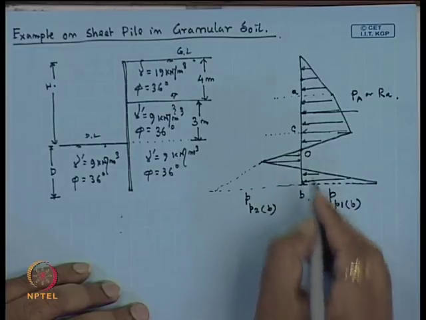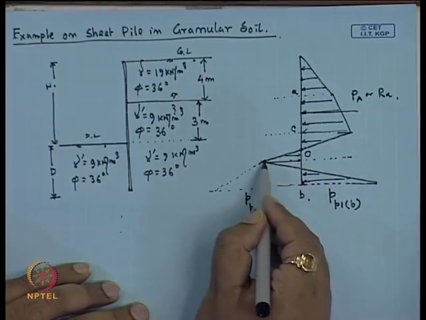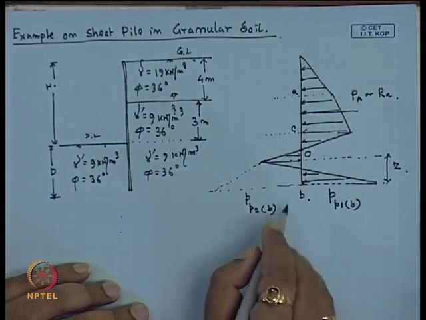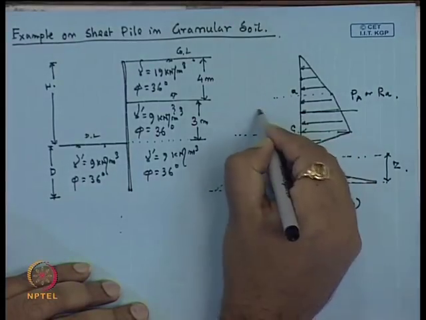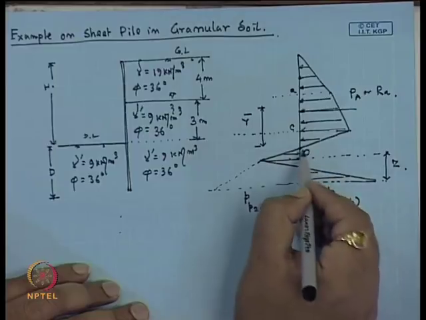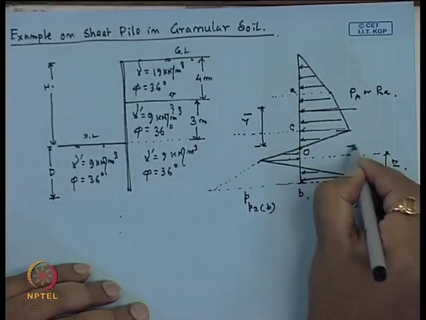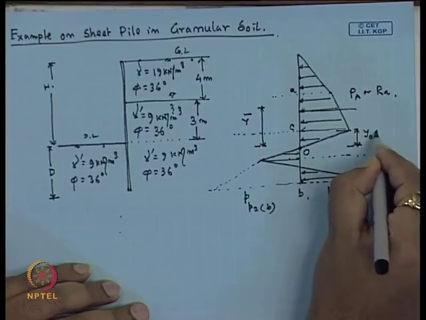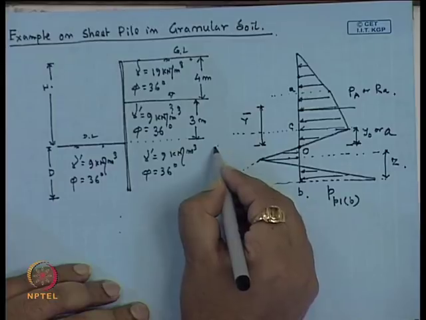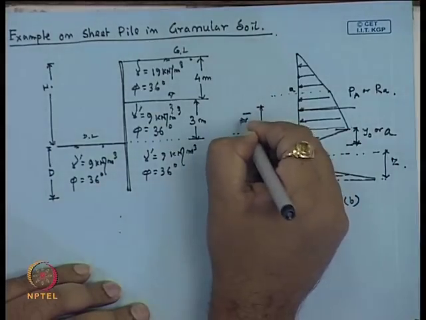Now, we consider that this edge is at a distance of Z from the base of the sheet pile, and this resultant is acting at a distance of y bar from the O point where the pressure is 0. This O point is also at a distance of y 0, or a, from the dredge level. And this distance of the O point from the base is capital Y, and this is small y bar.